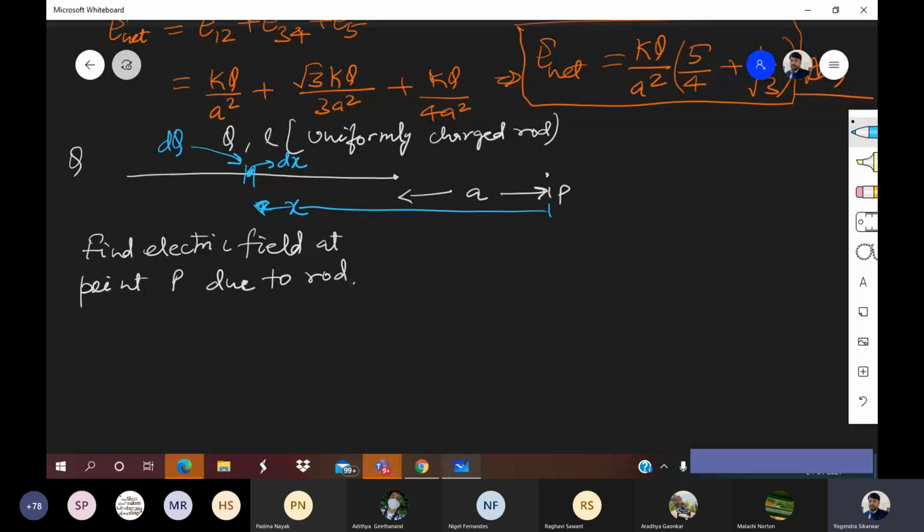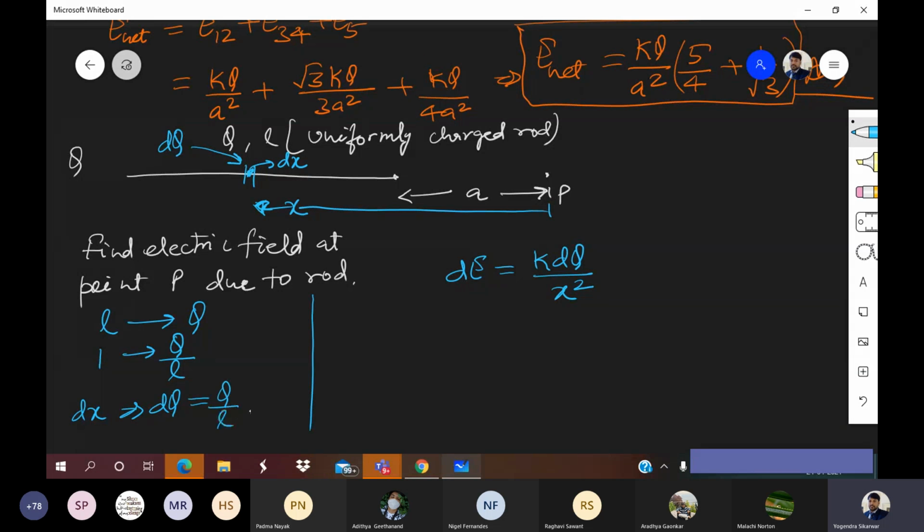Now due to this dq, the electric field will be small. Why? Because the charge is very small. So dE is equal to k dq upon x square. Now the problem is, how much is the value of dq? In L length, the charge was capital Q. So in unit length, the charge will be Q by L. So in dx length, the charge will be dq is equal to Q by L dx.